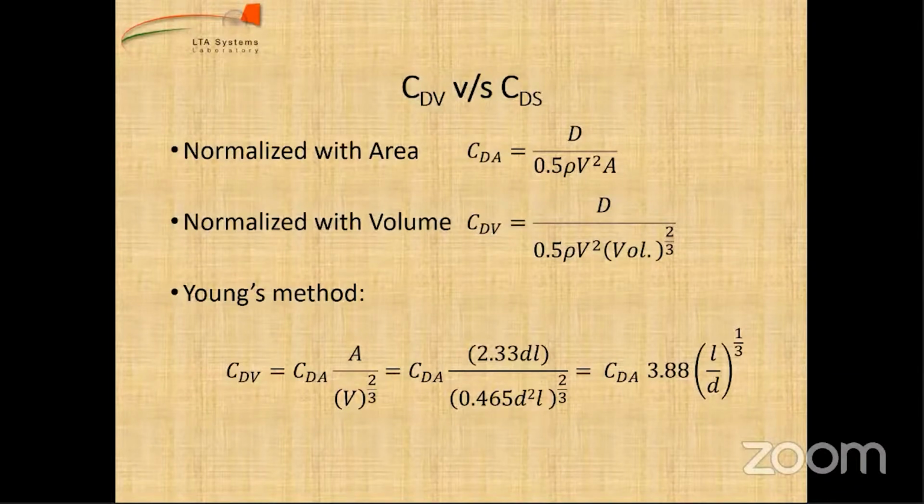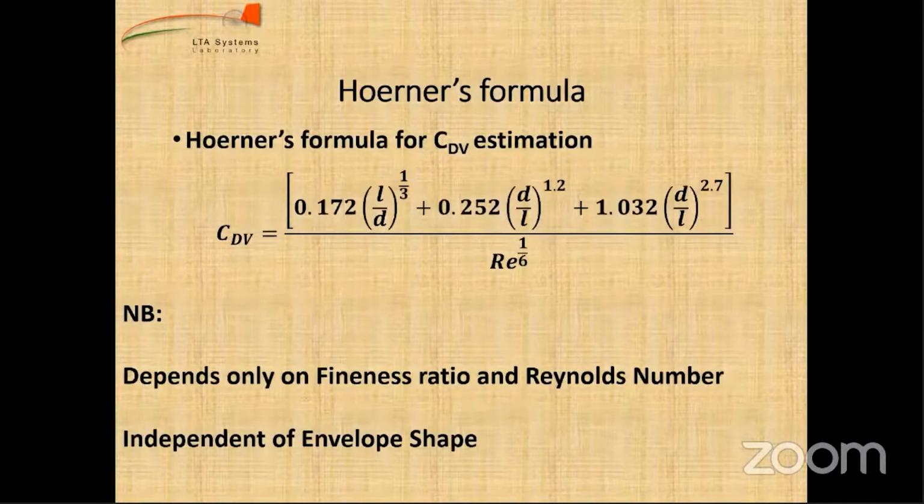In all the LTS systems, when we use calculations, wherever we have drag coefficient, we will be using volume drag coefficient or volume normalized drag coefficient instead of area normalized drag coefficient. This is something to be remembered. Now coming to this tutorial, we will be using this famous formula called Horner's formula.